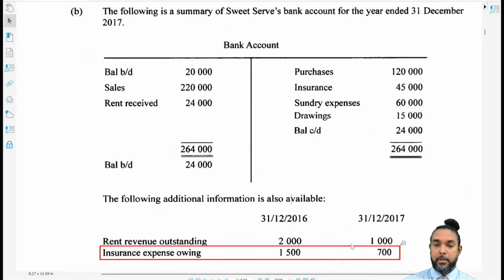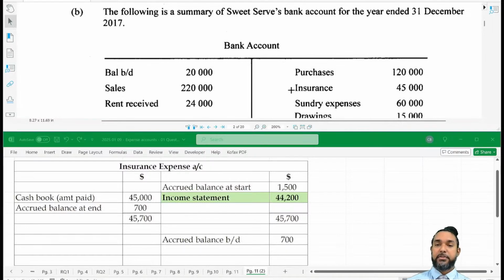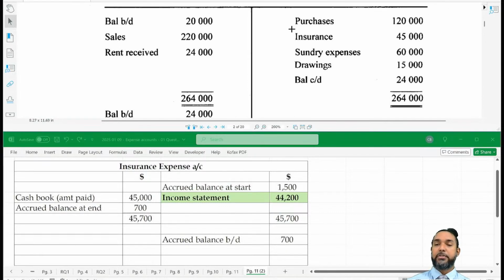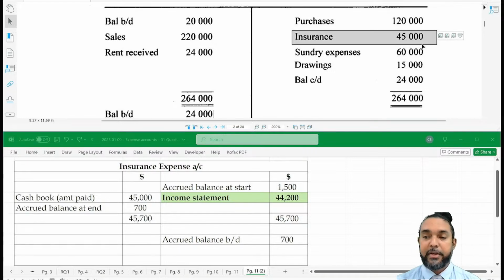Okay. In addition to that, we also have a payment for insurance in the amount of $45,000, being either a one-time payment or a cumulative amount for the total amount paid in respect of insurance.